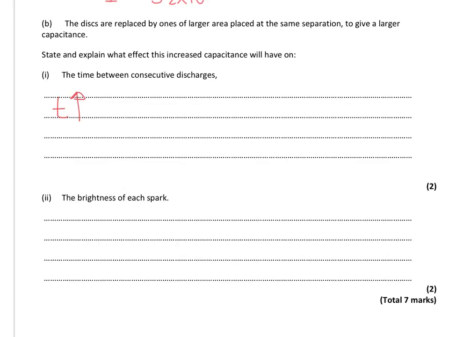Why? Well, to get to the same potential when you've increased capacitance, you need to increase the amount of charge. And then thinking about Q divided by I, if you've increased the charge while the current stays the same, then you're going to increase the time taken to build up to the breakdown potential, so you increase the time it takes to get a discharge.